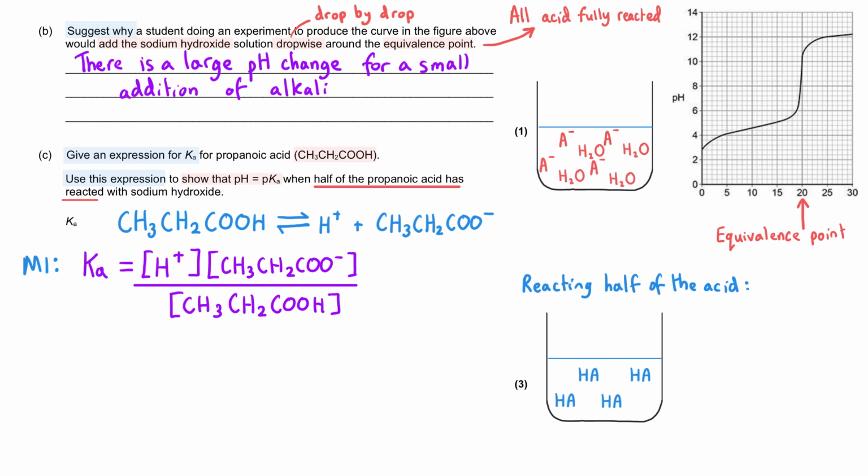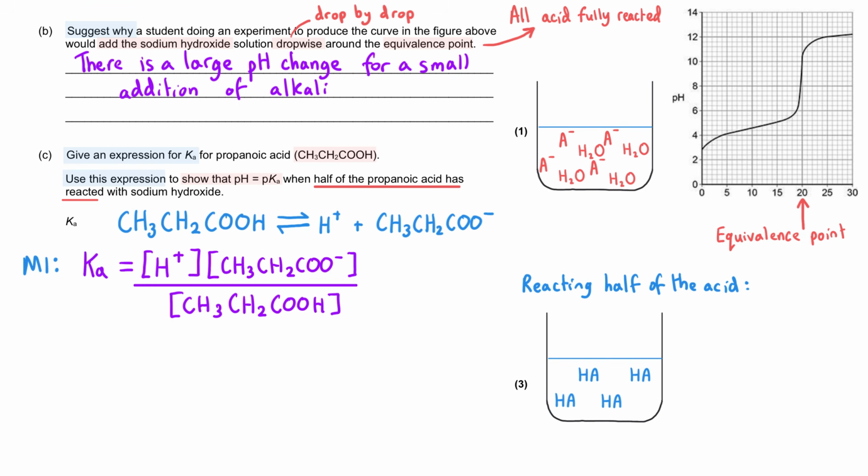To uncover what they want us to do in the second part of this question, we need to consider the situation where half of the propanoic acid has reacted. Since the equivalence point is where all of the acid has been reacted, the half equivalence point is where precisely half of the acid has been reacted, and that is what this question is referring to.